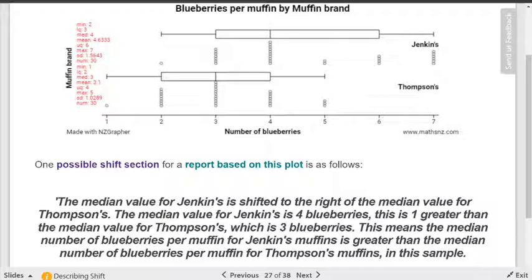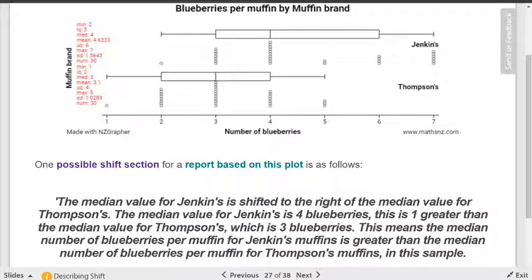And so it says this means that the median number of blueberries per muffin for Jenkins is greater than the median number of blueberries per muffin for Thompson's. And what? In this sample. Don't include it at your own peril. Okay? You must mention it. Right? So if they are the same, they're still counting that as 1 quartile above. Now, if there's one tiny bit of difference below, then no. It has to be at least equal.